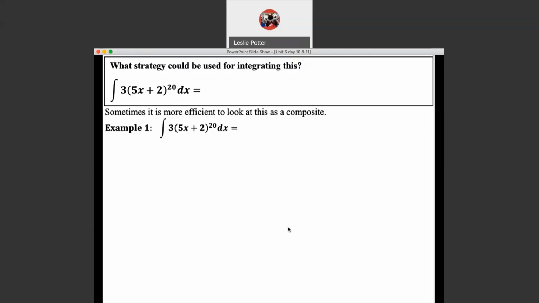So for instance, when we look at finding this antiderivative, 3 times the quantity 5x plus 2 to the 20th power. Now, if that were just to the second power, we could FOIL it out. But to the 20th power, I'm not sure we want to do that. It's possible, and then we could just use the power rule. But instead of spending all of that time foiling, we could look at this more like a composite function, right? We could look at this as 3 times something to the 20th, where the something is itself a function. So it is literally a composite expression.